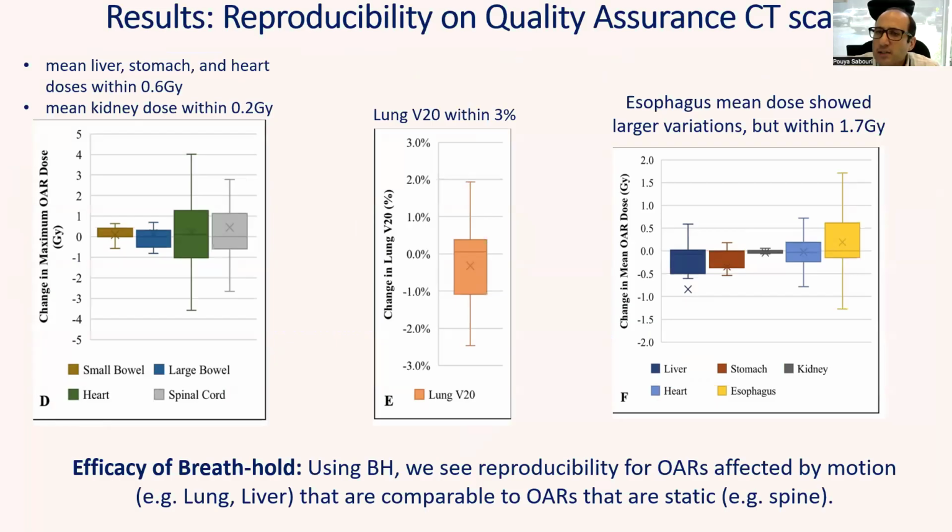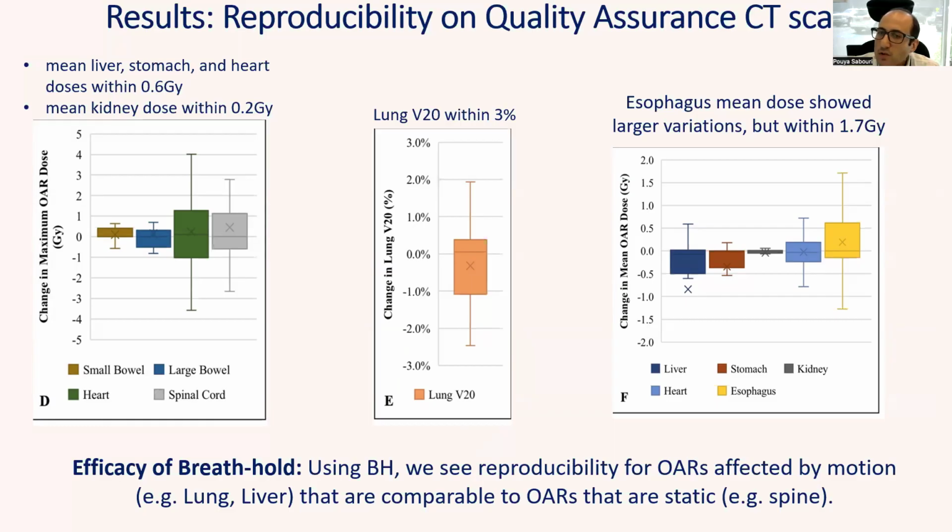Here we looked at reproducibility of OAR doses across repeated QA-CT scans on the breath hold. What's reassuring is that even for organs that move with breathing, organs such as lung or liver, we do see a pretty tight consistency. The changes in mean doses for liver, stomach, and heart stayed within about 0.6 gray. And for kidneys, it was a bit more stable, about 0.2 gray.